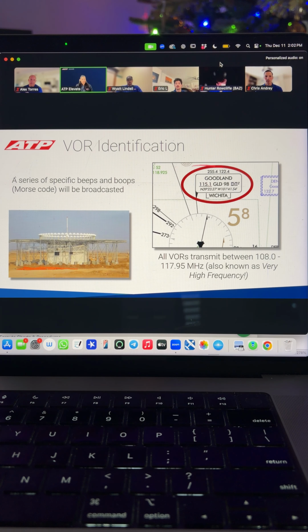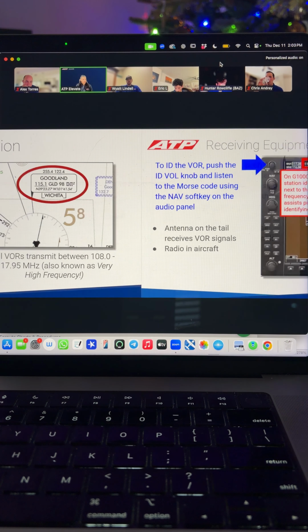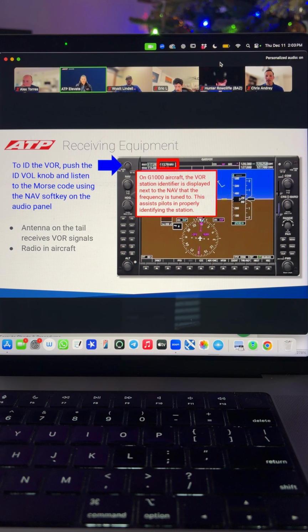Most of the time you're going to look at your chart and see what the Morse code is. You can even look on your approach plate while you're trying to figure out where you want to go, what you want to tune and identify, and what the actual identifier is for that. And you're going to listen for that Morse code. They usually transmit between 108 and 117.95. That's that very high frequency that they talk about there. Most of the time they're going to tell you what service volume that VOR has on the chart or the approach plate. So we'll take a closer look at that in a little bit.